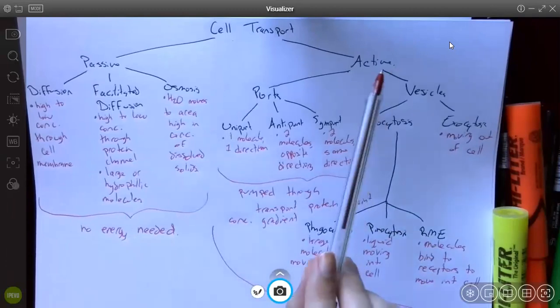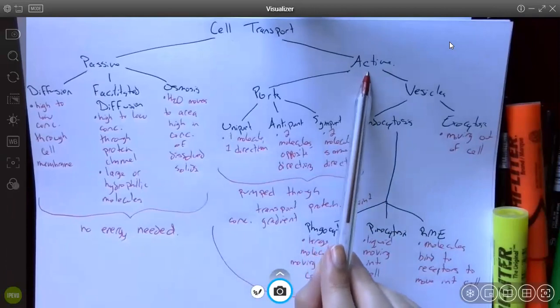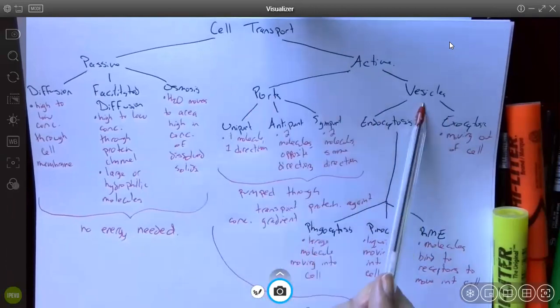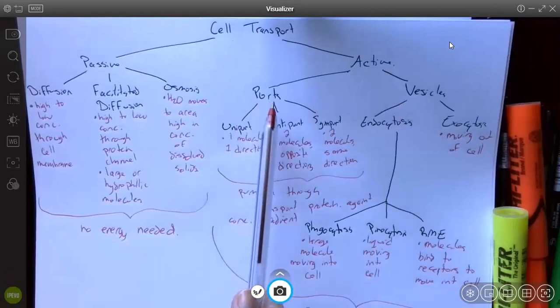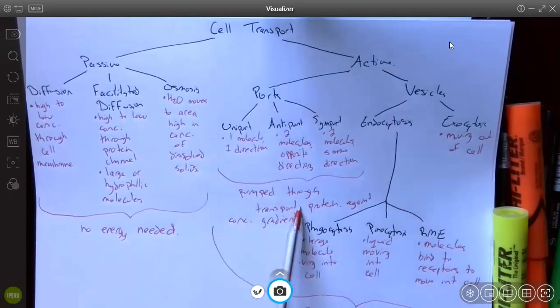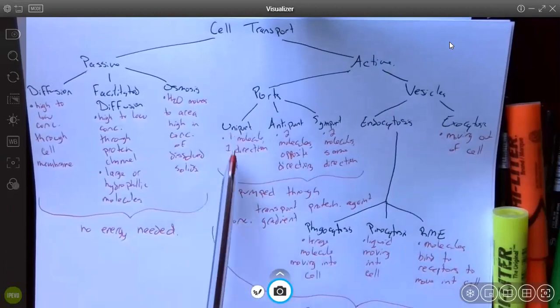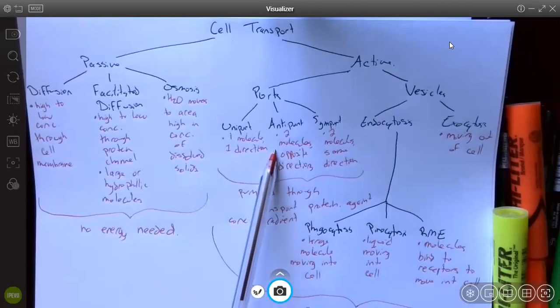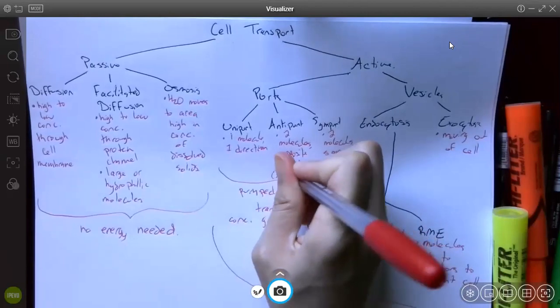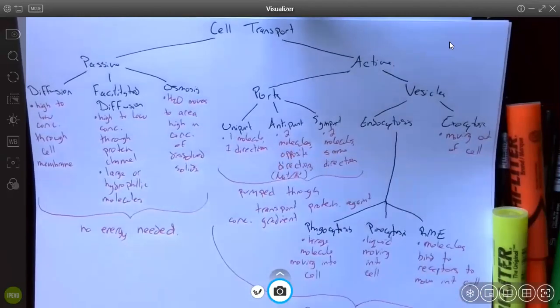On the other side, we have active transport, which I've broken down into the ports and the vesicles. The ports are ones that are being pumped through a transport protein in the cell membrane against the concentration gradient. With uniport, you have one molecule being pumped in one direction. Antiport is two molecules pumped in opposite directions. That is our sodium-potassium pump. And then symport is two molecules being pumped in the same direction.